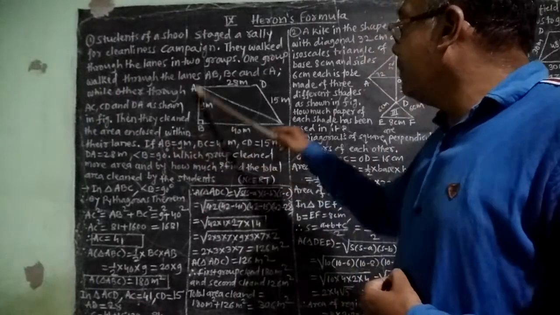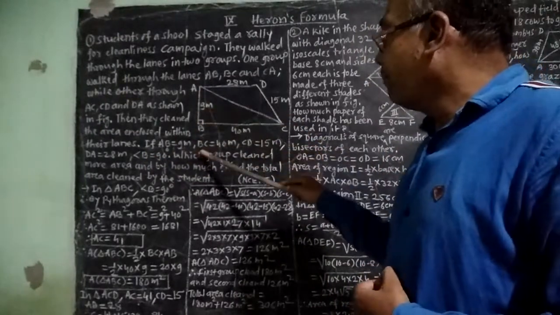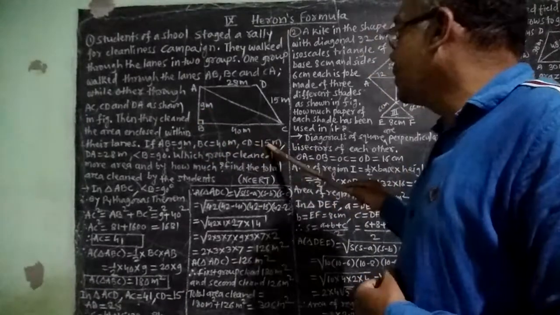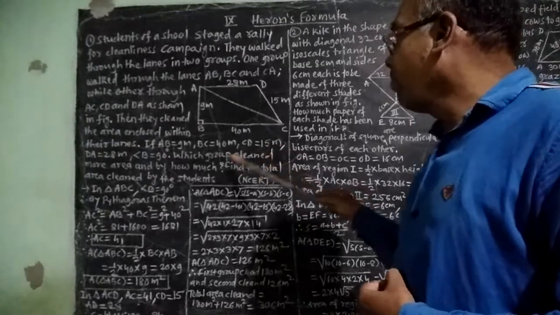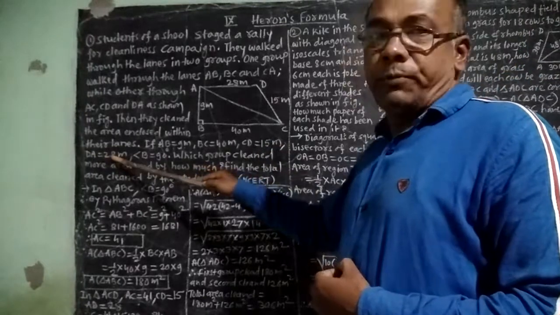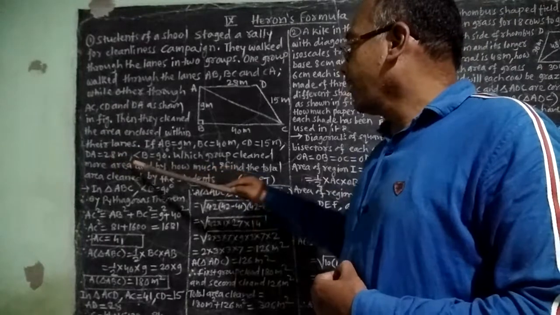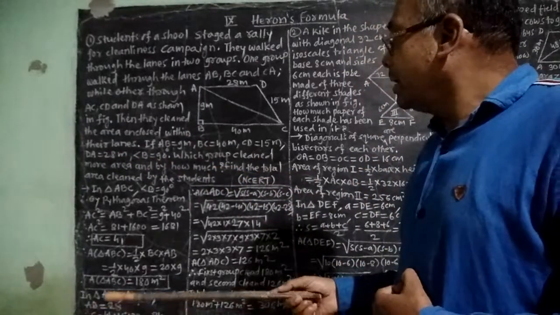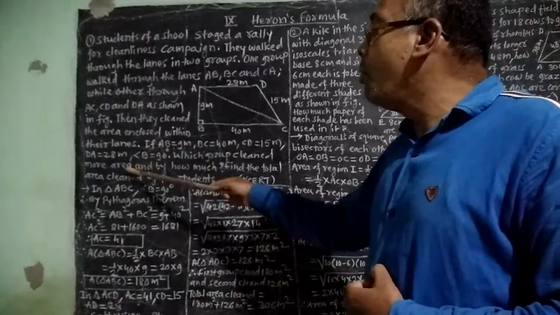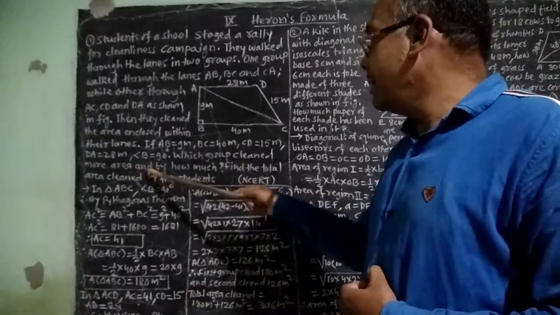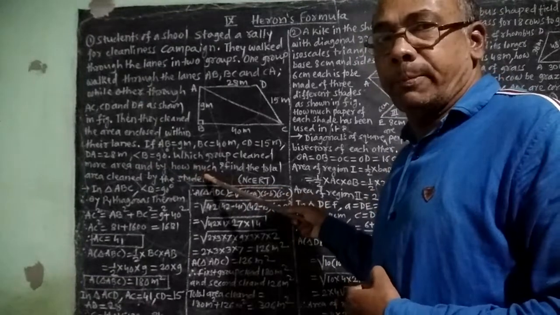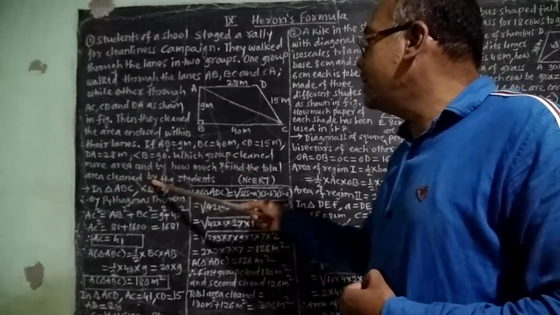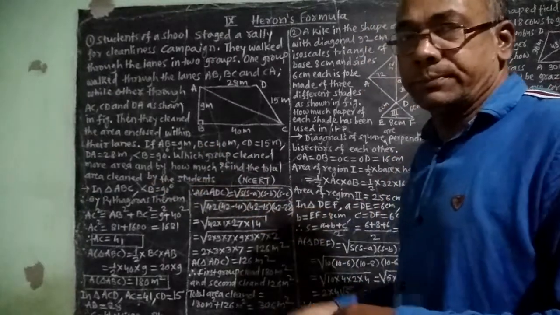If AB is 9 meter, BC is 40 meter, CD is equal to 15 meter, DA is equal to 28 meter, angle B is equal to 90 degree, then which group clean more area and by how much? Find the total area cleaned by the students.